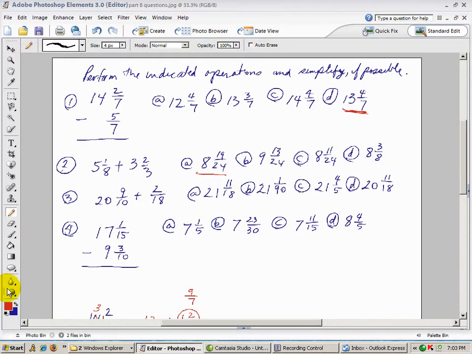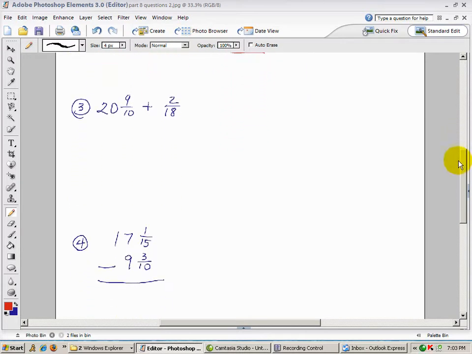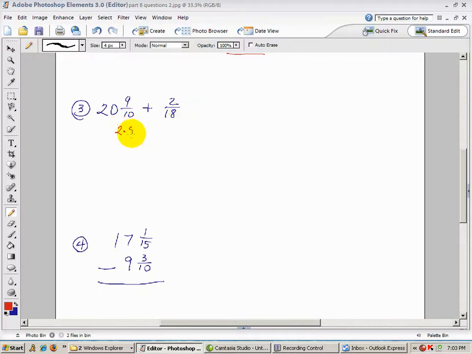As for our next problem, let's go back to our other page. We have 20 and 9/10 plus 2/18. Well, we have a different denominator here than here. So we'll break this up into its prime factors. 10 is 2 times 5. 18 is 2 times 9, which is 3 times 3.